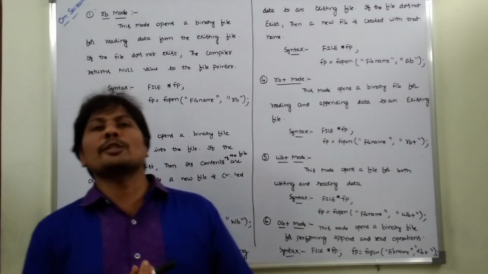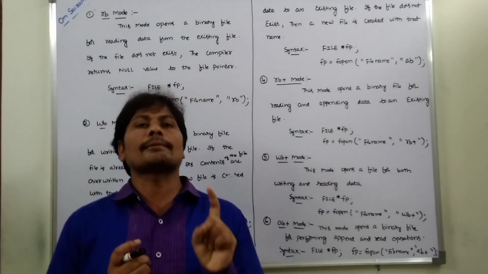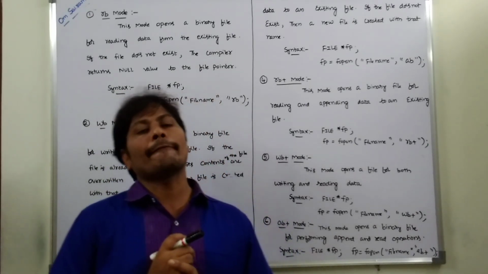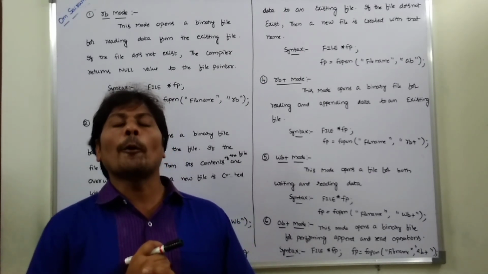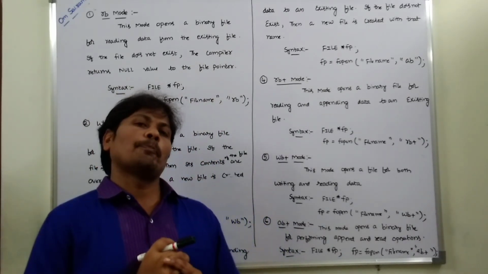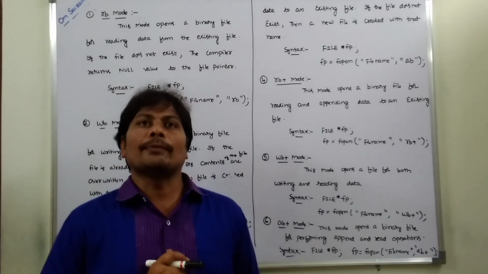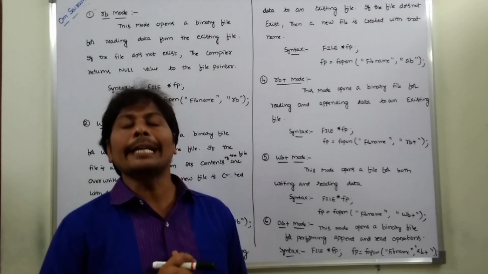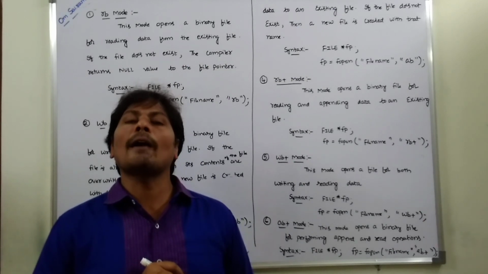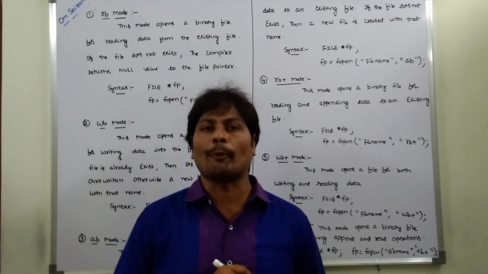Next, the first binary file mode is RB mode. RB means, R means read, B means binary. So RB mode means reading the binary file. This mode opens a file to perform read operations. Okay. If the file already exists, then we perform the read operation on the given binary file. If the file does not exist, then the compiler returns a null value to the file pointer.